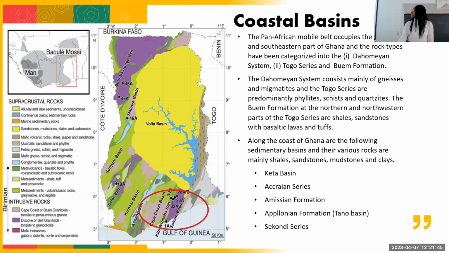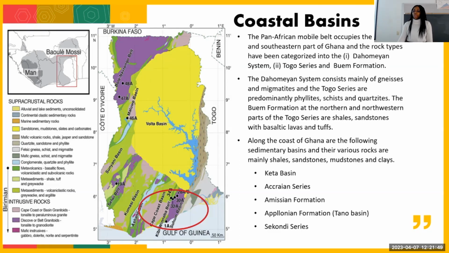Onto our coastal basins. The Pan-African Mobile Belt, or orogeny, occupies the eastern and southeastern portion of Ghana, and the rock types were categorized into three: the Dahomean system, the Togo series, and the Buem Formation. The Dahomean system consists mainly of gneisses and migmatites. The Togo series are predominantly phyllites, schists, and quartzites. We have a lot of these, apparently.